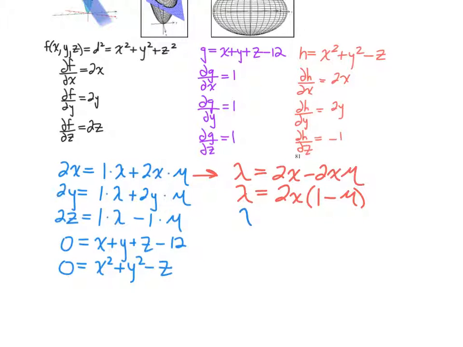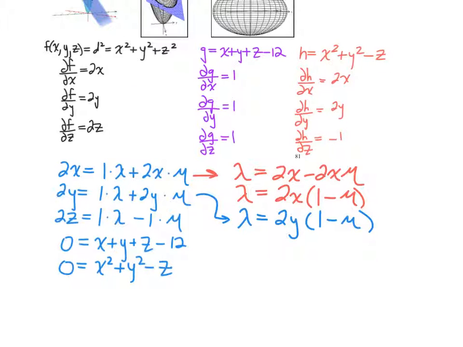So lambda would be equal to, because I'm just going to subtract the 2y lambda from both sides and factor out a 2y, times 1 minus mu. All right.